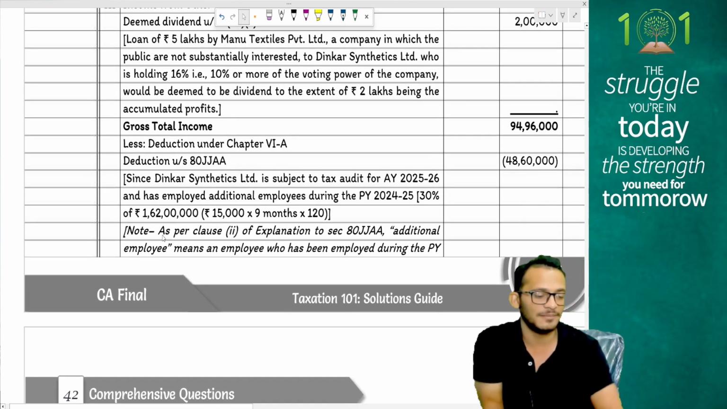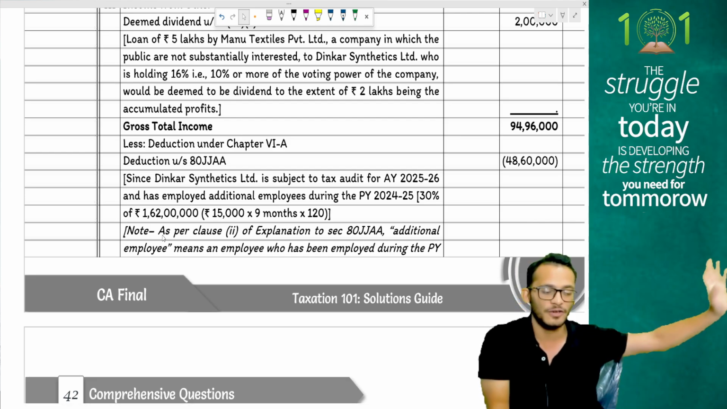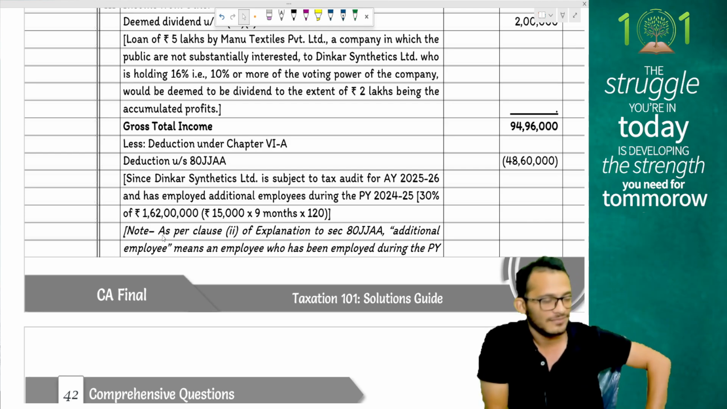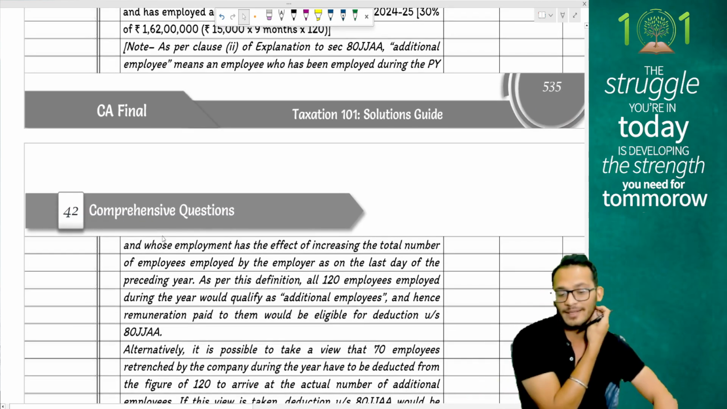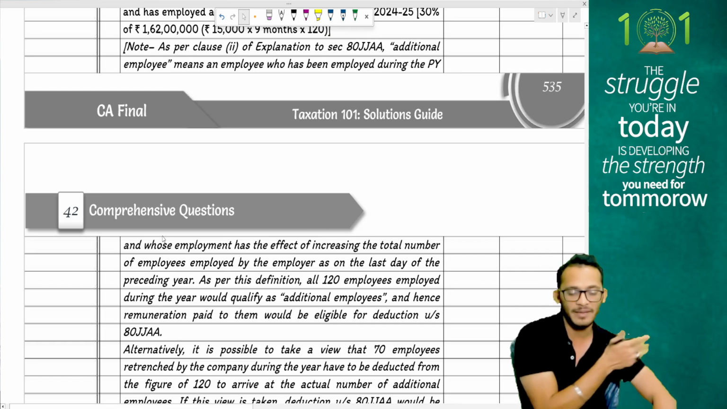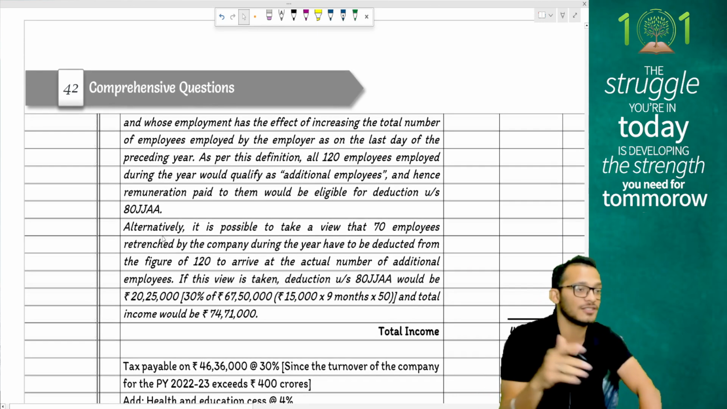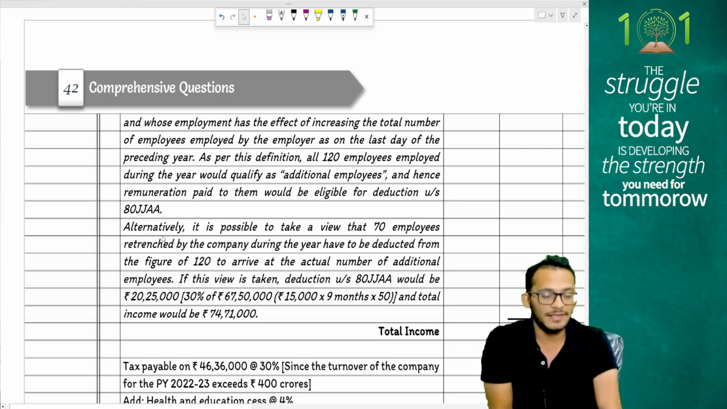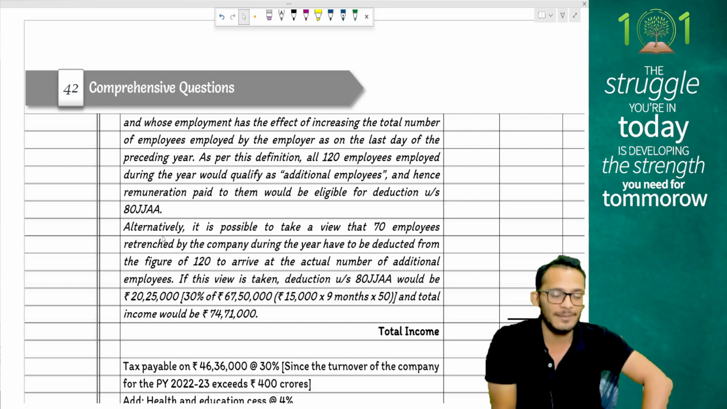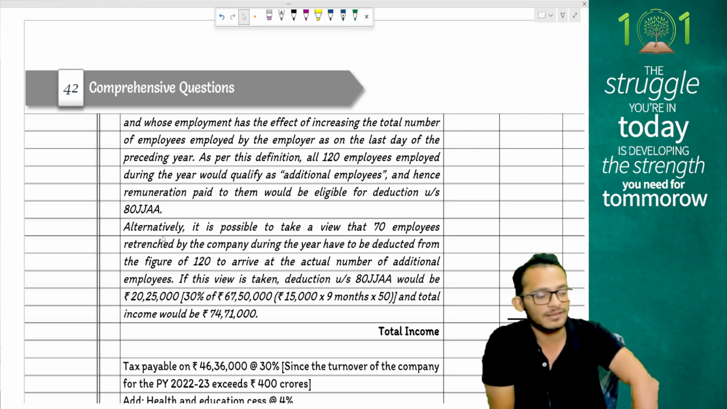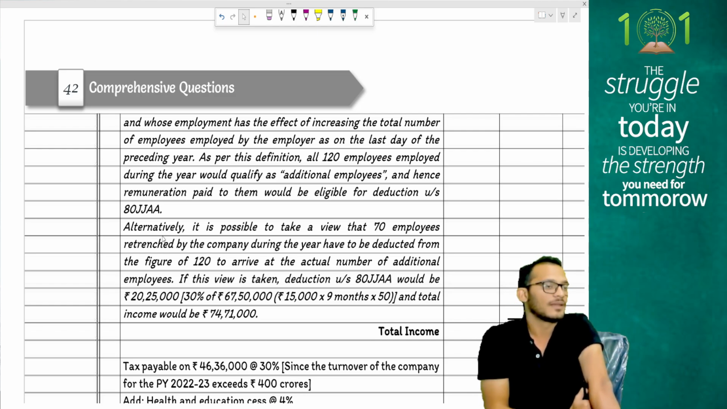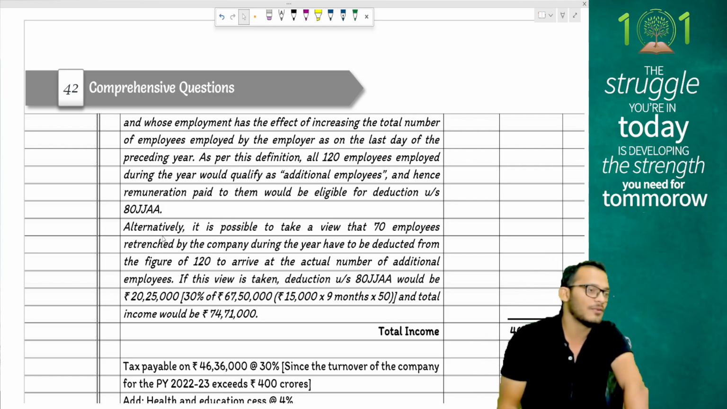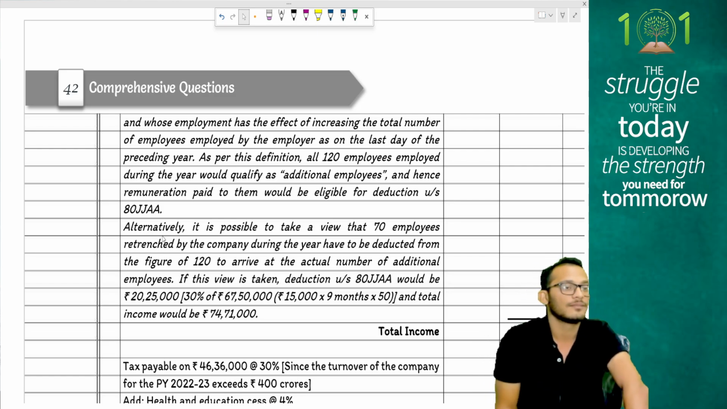Deduction under section 80JJA. Since Zinker Synthetics is subject to tax audit and has employed additional employees, he is eligible for 120 employees fully. However, as per clause 2 of the explanation to 80JJA, additional employee means an employee who is employed and has the effect of increasing employment, and hence remuneration would be eligible for deduction under 80JJA. Alternatively, it is possible to take the view that the 70 employees retrenched during the year have to be deducted from 120 to arrive at the actual number of additional employees, and if this view is considered, you can take the 50 employee deduction. But their predominant assumption is 120.